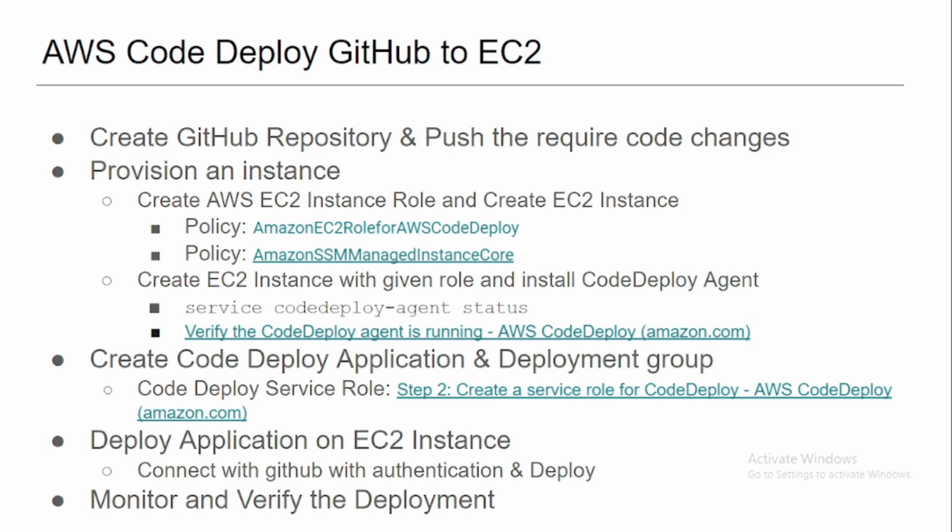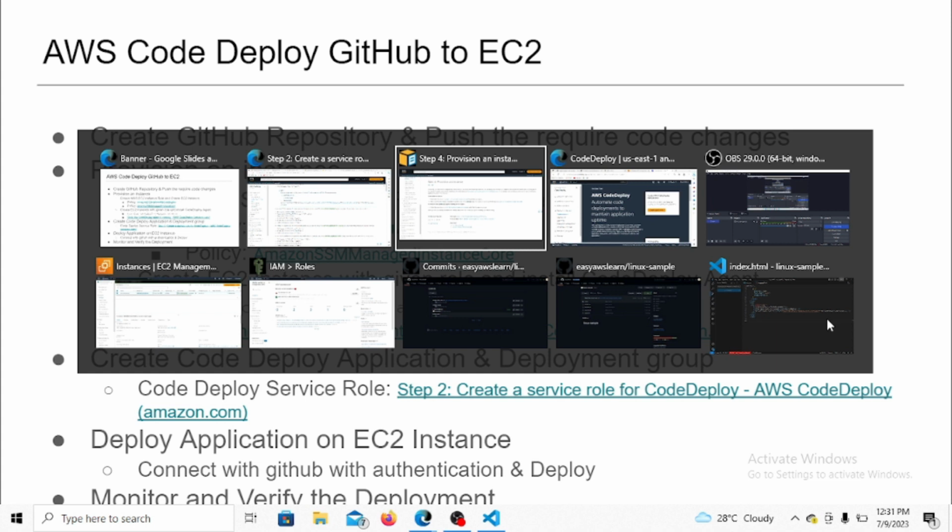Next, we need a CodeDeploy application and deployment group where we'll create the deployment, and that will trigger the code checkout from the repository and deploy it over the target system. Here our target system is the EC2 instance. We're going to execute all these steps in our demo section. So let's start and move to our AWS console.